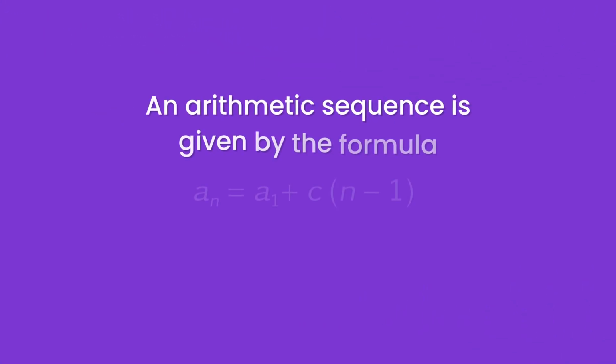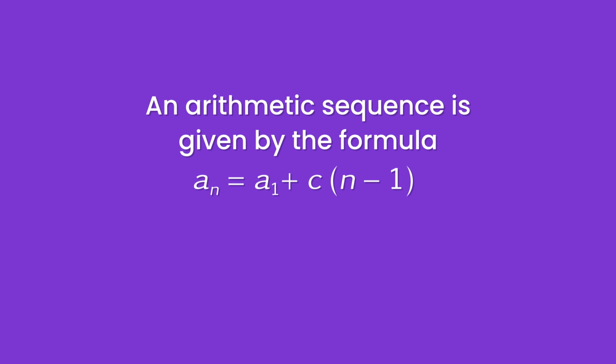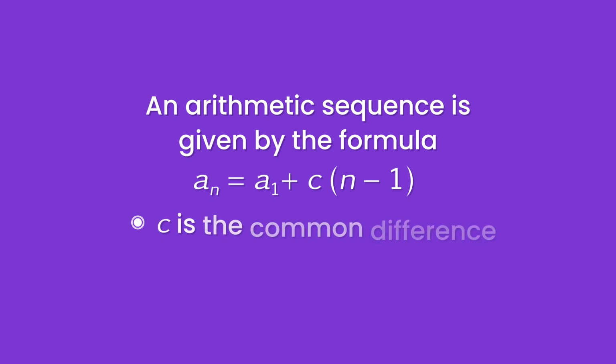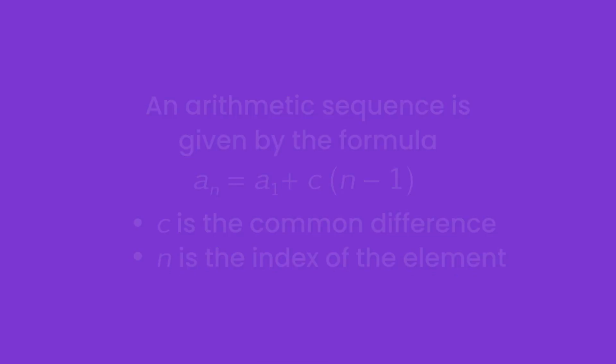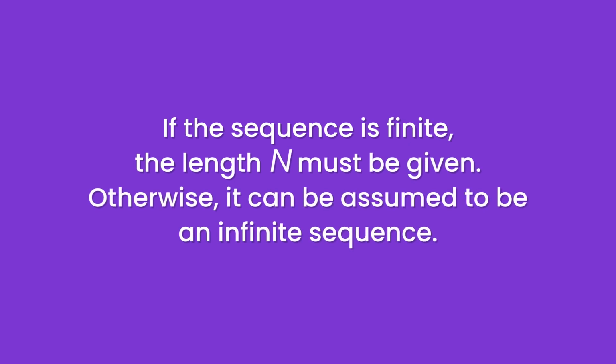An arithmetic sequence is given by the formula an equals a1 plus c times n minus 1, where c is the common difference and n is the index of the element. If the sequence is finite, the length capital N must be given. Otherwise, it can be assumed to be an infinite sequence.